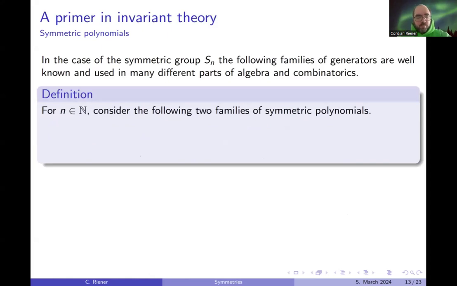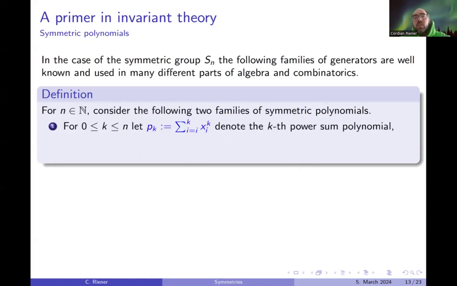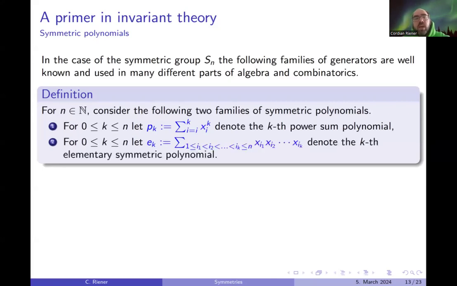So I want to jump a little bit and talk about, because we will need this tomorrow in the exercise, how this looks in general for symmetric polynomials. There are two families of symmetric polynomials that you have surely seen, and I just recall them briefly. One is the so-called power sum polynomials, pk, which is just the sum over the variables raised to a power k. So obviously this is left invariant by my group action. And the elementary symmetric polynomials, ek.